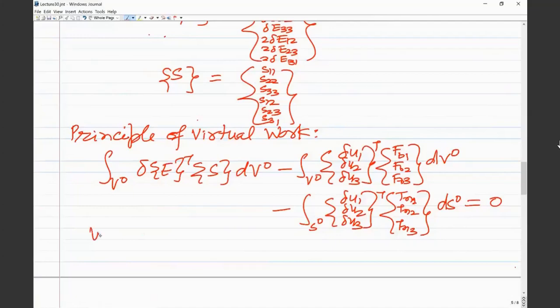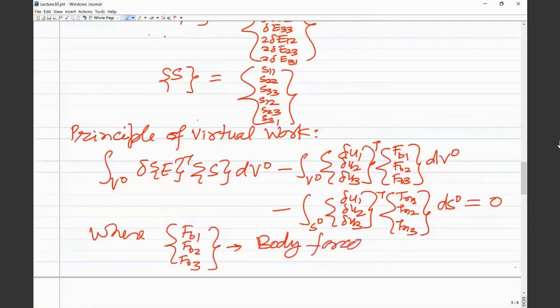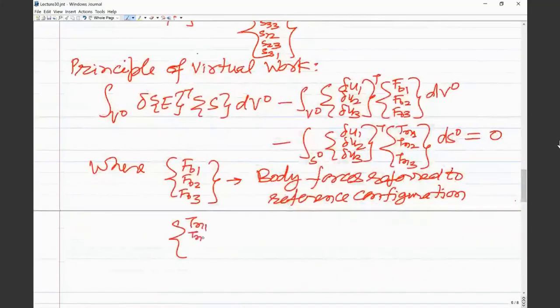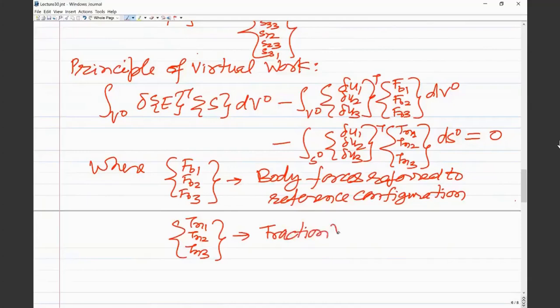So here, as I already explained, these FB1, FB2, FB3 are the body forces referred to the reference configuration. And similarly, you have the traction vector Tn1, Tn2, Tn3. So this is the traction vector referred to the reference configuration.